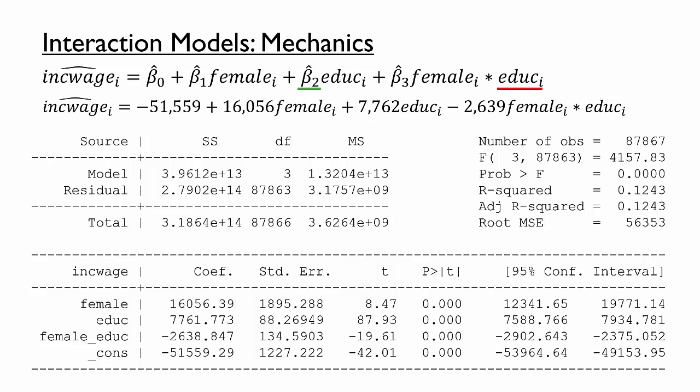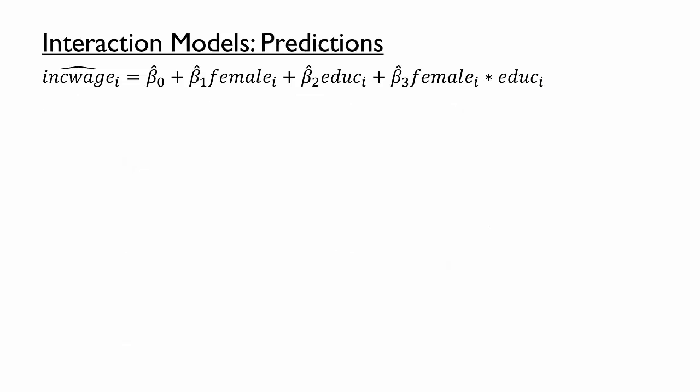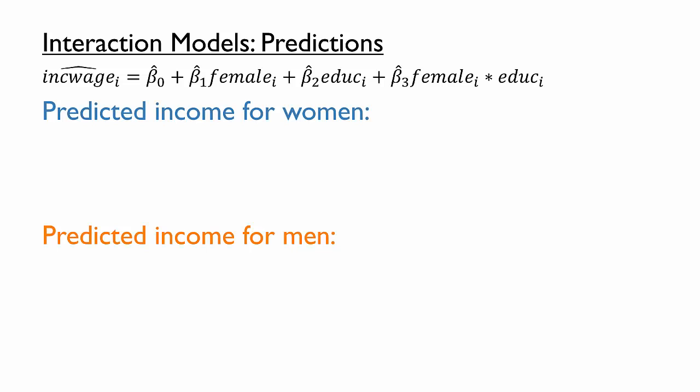To better understand the meaning of the model's coefficients, let's start with a more straightforward task, making predictions in interaction models. Because gender takes on only 2 values in the dataset, an easy place to start would be to predict the income separately for women and men. Note that in each case, we will not choose a specific education level, instead keeping that variable in our predictions.